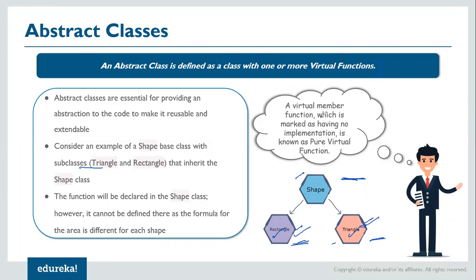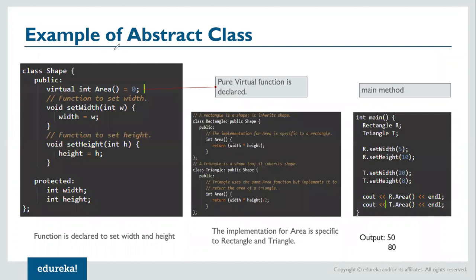A virtual function which is marked as having no implementation is known as a pure virtual function. So basically what we are trying to do is create a function which is virtual in nature and which does not have any implementation. It is known as a pure virtual function. So let us see a coding example, or a sample code, for this particular concept.